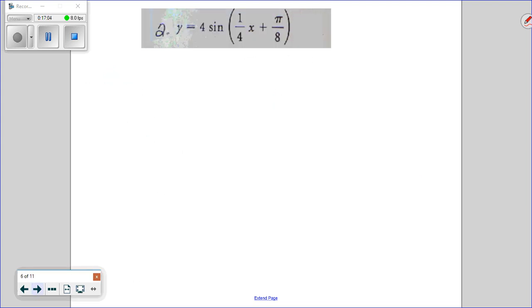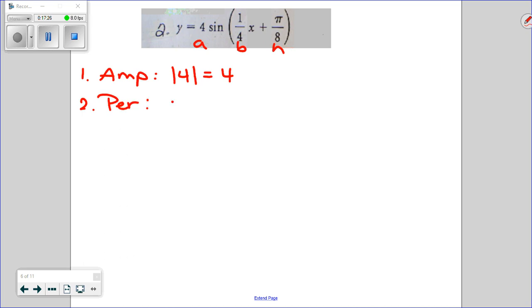All right, let's look at an example for sine. So this time our function is y equals 4 times sine of 1/4 x plus pi over 8. So again, this is our ABH. So the amplitude is going to be absolute value of 4, which equals 4. The period is going to be 2 pi, I'll make that a fraction, divided by 1/4, which is going to become 2 pi over 1 times 4 over 1, which is going to equal 8 pi.